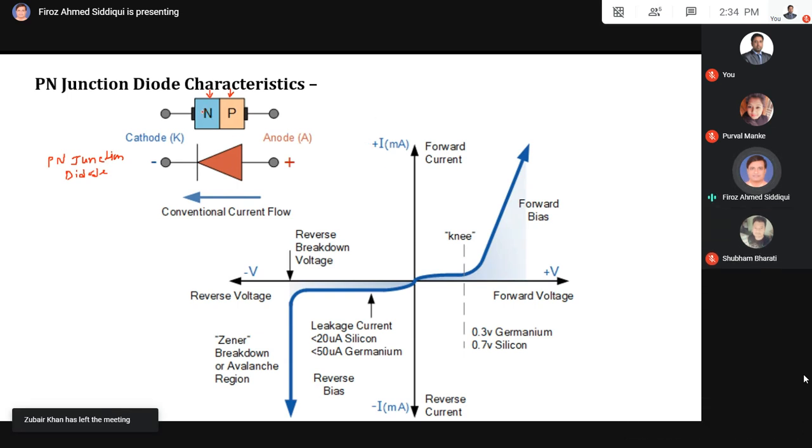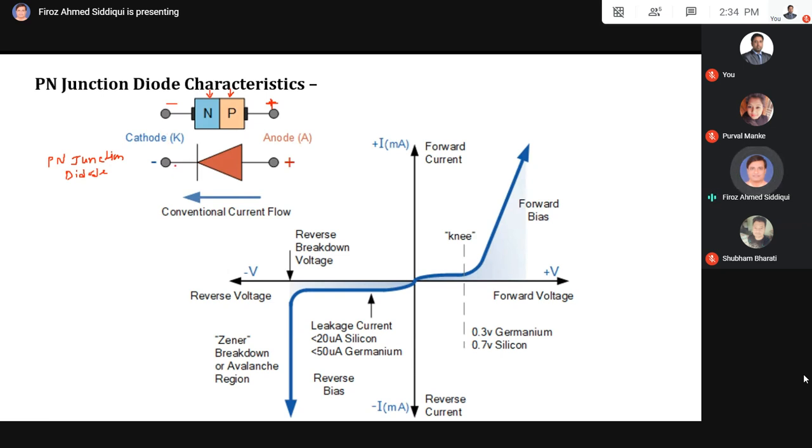Where there is an N-type material, that terminal is the negative terminal of the diode, and the terminal connected to the P-type material is called the positive terminal of the diode. So these two are the electrodes. One is connected to the N-type material and another electrode is connected to the P-type material. The electrode connected to the P-type material is the positive terminal, and the one connected to the N-type material is the negative terminal of the diode.